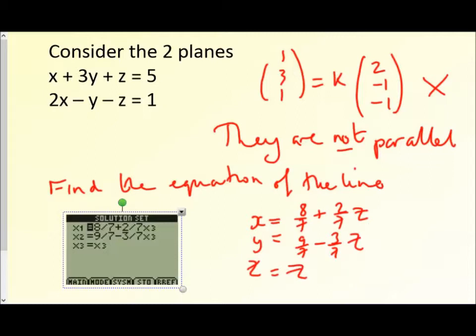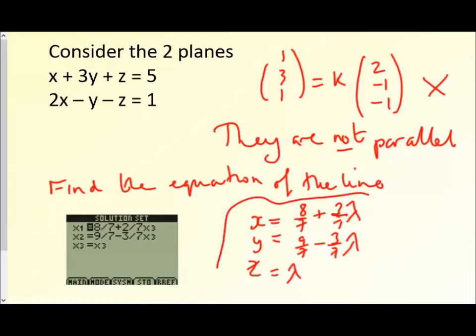So what we've got there is the parametric form, really, of a line, equation of a line. If we replace the z value there by a parameter, for example lambda, then that might look a little bit more familiar to us. And this is what we want to find. So if we're lucky enough to be able to use our calculator, then why not just use your calculator for that? But quite often you're asked to do this without a calculator.